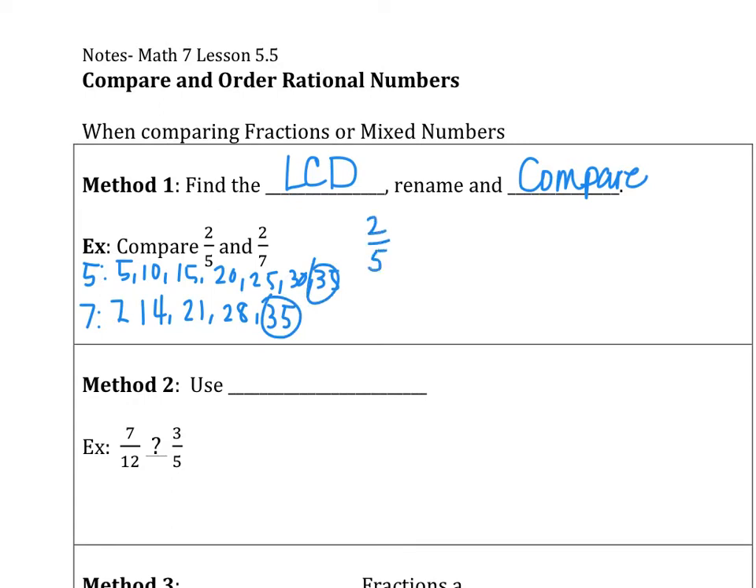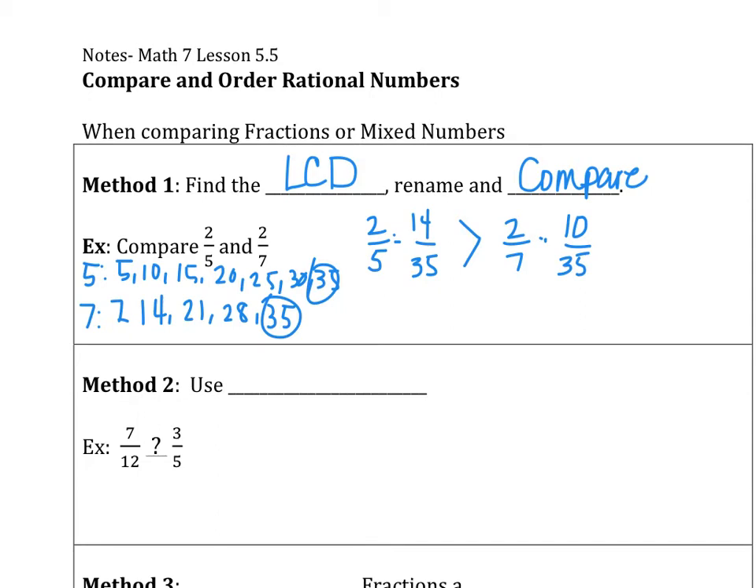So we need to rename this fraction, and that is going to be 14/35, and rename this fraction, and that is going to be 10/35. So that means that this fraction is bigger, 2/5 is bigger than 2/7.